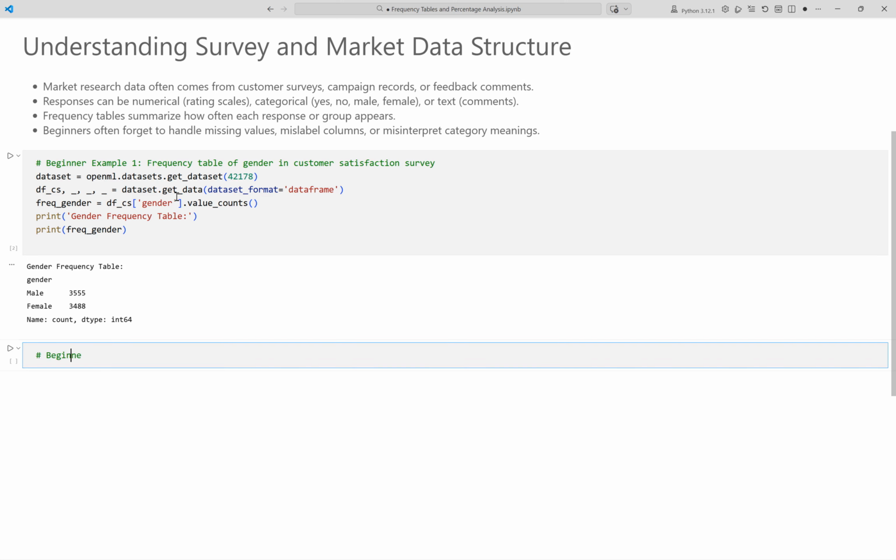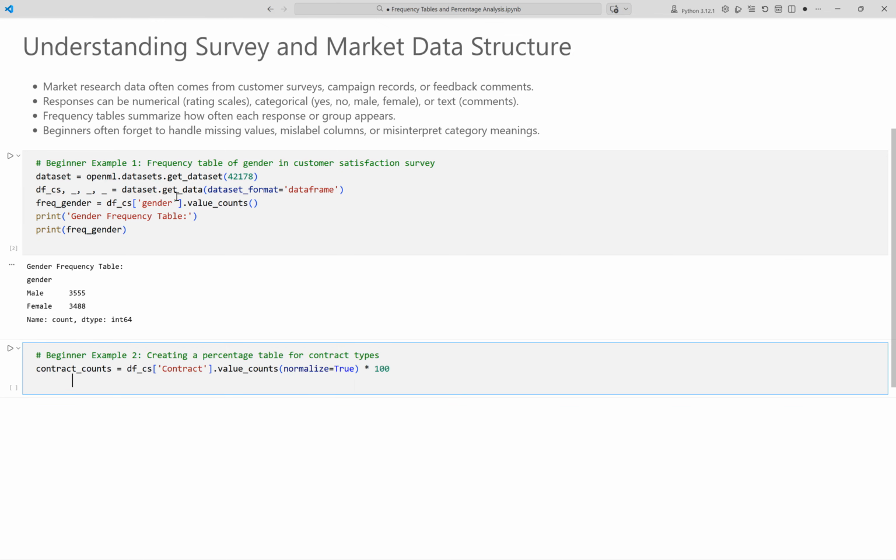Understanding contract type popularity gives us clues to which offers customers prefer. We count and calculate the percentage of each contract type in the dataset. We print the resulting percentage frequency table. We round the percentages to 2 decimal places for clarity.